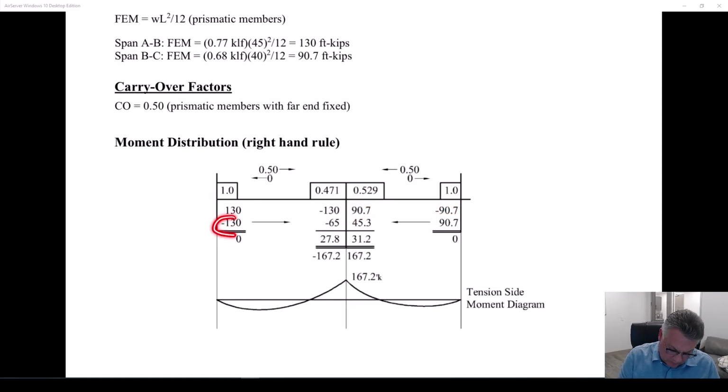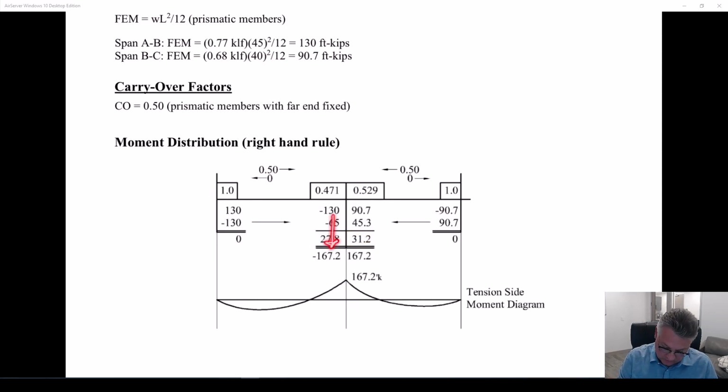So the first step I always take, I know that this is going to be 0, so I apply a negative 130 here and a positive 90 here. I get both of those joints to 0. They each carry over 0.5 to the middle. I add up all of these moments and come up with an unbalanced moment. I change the sign on that unbalanced moment, and I apply 47.1% of that here and 52.9% of that here.